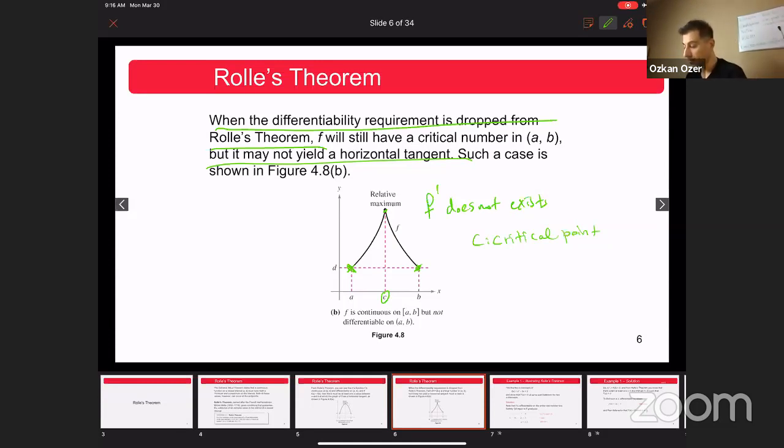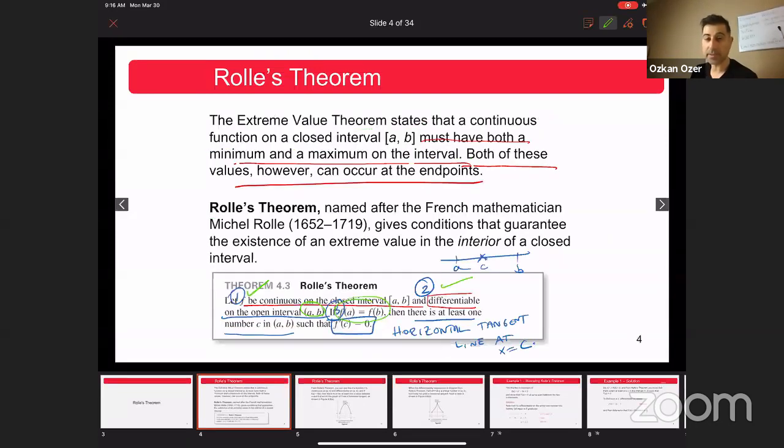Okay. So if you give up certain conditions of the theorem, in the end you won't be able to see a horizontal tangent line type behavior. That's why we have to check all three conditions and make sure all are satisfied. Then we're safe to say we have at least one horizontal tangent line between the endpoints. Okay.